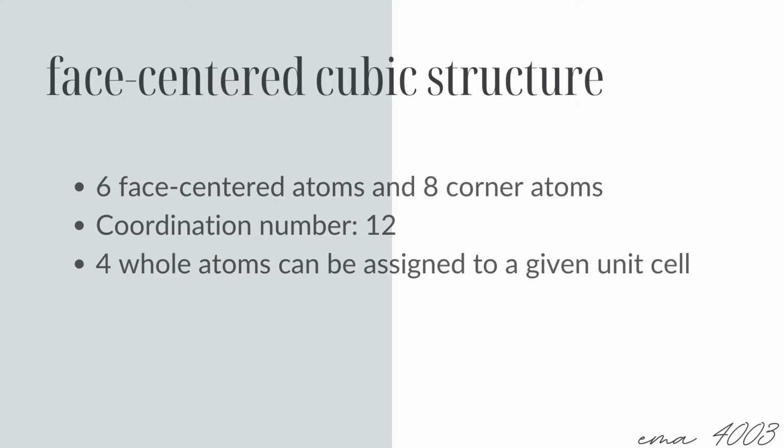And when talking about crystal structure, one of the most important characteristics is the coordination number. A coordination number for a metal means that each atom has the same number of touching atoms, and for FCC structure, the coordination number is 12, and this can be better explained when I show you guys the 3D model of an FCC structure in the next slide.